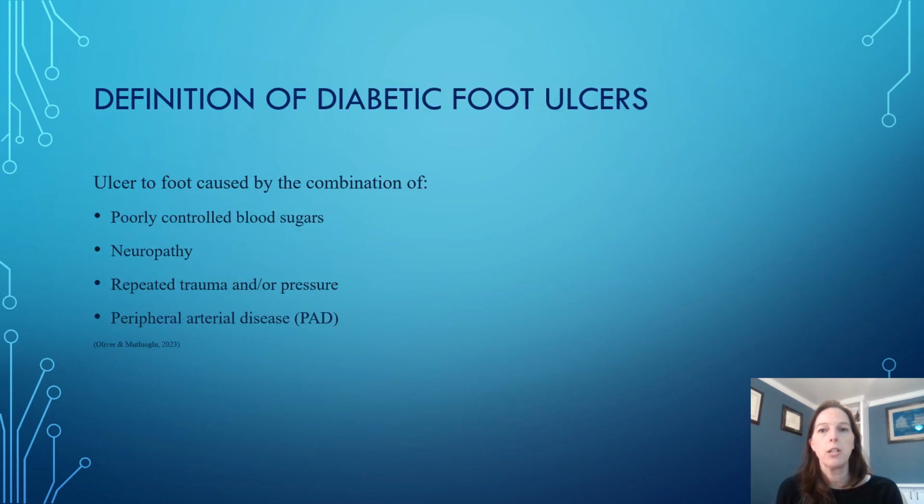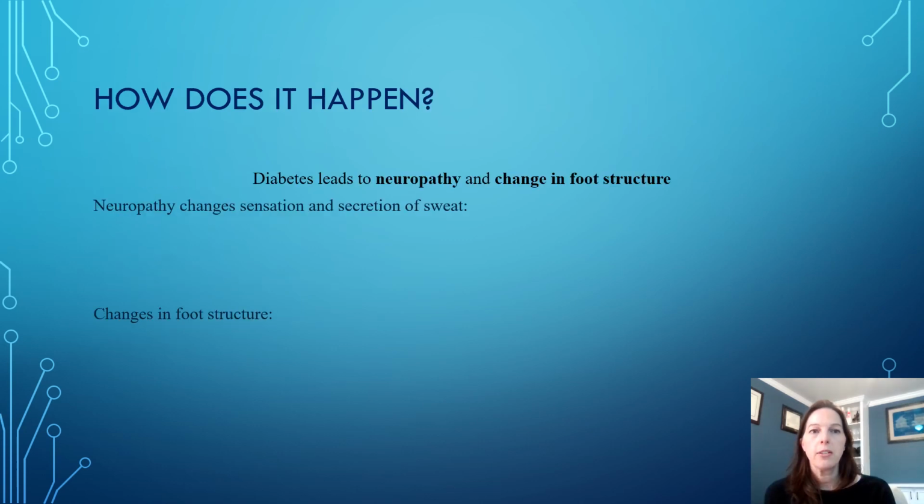Let's start with understanding what a diabetic foot ulcer is. It is an ulcer on the foot caused by a combination of poorly controlled blood sugars, neuropathy, repeated trauma and/or pressure, and peripheral artery disease. So how does this happen?